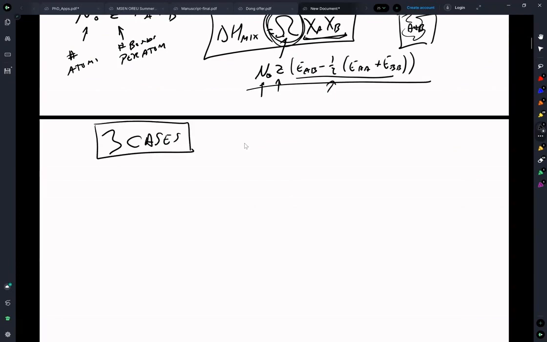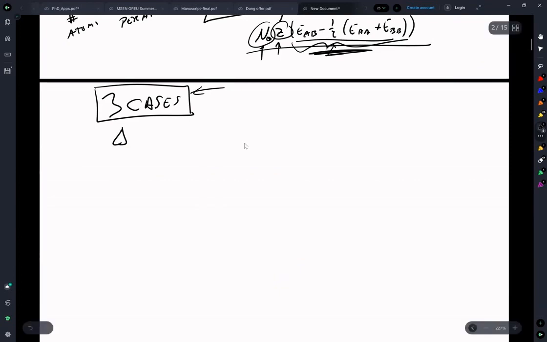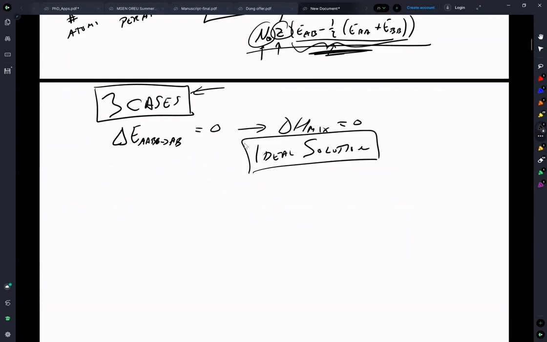The first case is when... so worth pointing out here that this is positive, that is positive, this term. Those differences in energy are where these different behaviors, these different cases, are going to originate. So when delta E, AABB going to AB, is equal to 0, then delta H mixing is equal to 0. And this is the ideal solution. Right? That's what we had before when we say that, well, sure, the atoms are bonding, but they cancel each other out. Therefore, we only have the effect of entropy in determining the delta G of mixing.